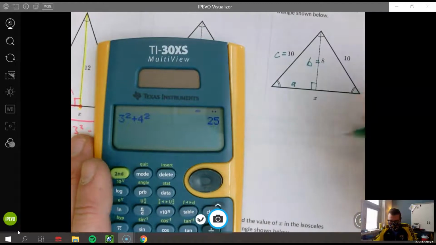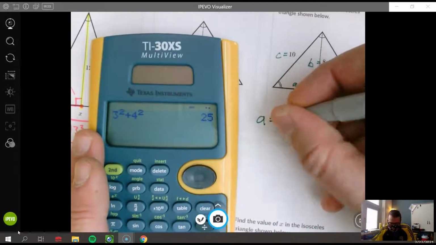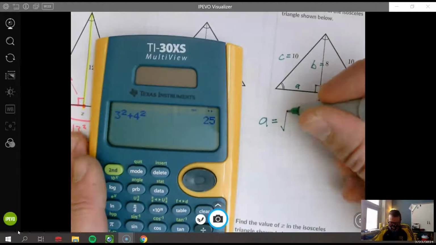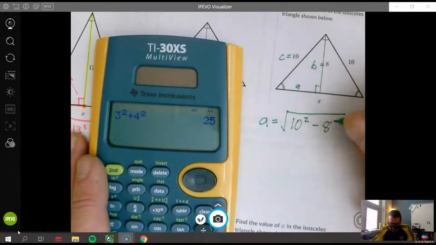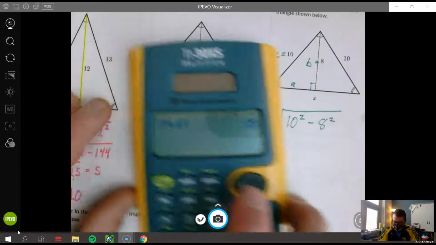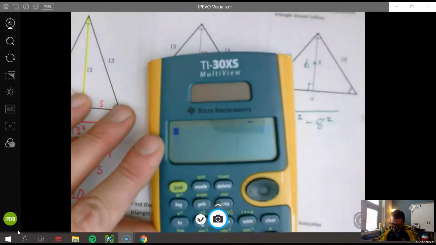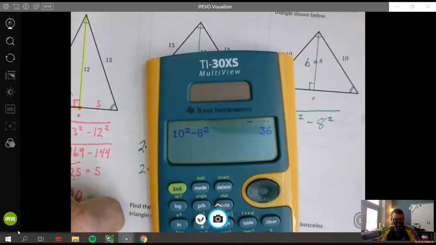So guys, literally what you could type into your calculator is that the a that we're looking for is the square root of 10 squared minus 8 squared. And if you want to be a little bit safer as we type it in, do 10 squared. I'm going to delete all this. 10 squared minus 8 squared.